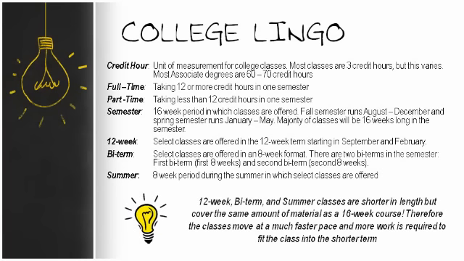A semester is a 16-week period in which classes are offered. Fall semester runs August through December, and spring runs January through May. Majority of classes will be 16 weeks long in the semester. Select classes are offered in the 12-week term starting in September and February. Select classes are offered in an 8-week format called the bi-term.